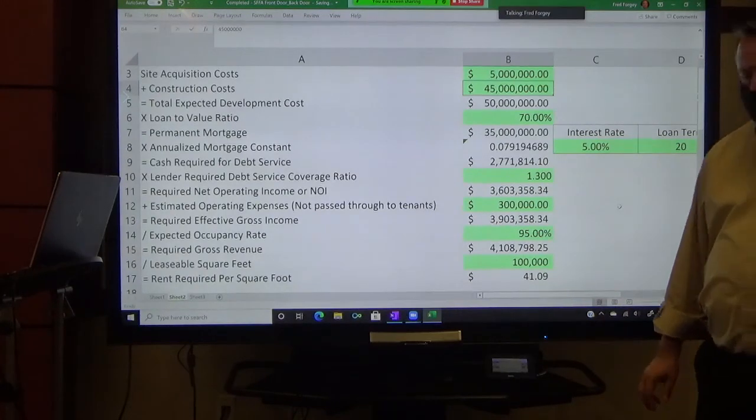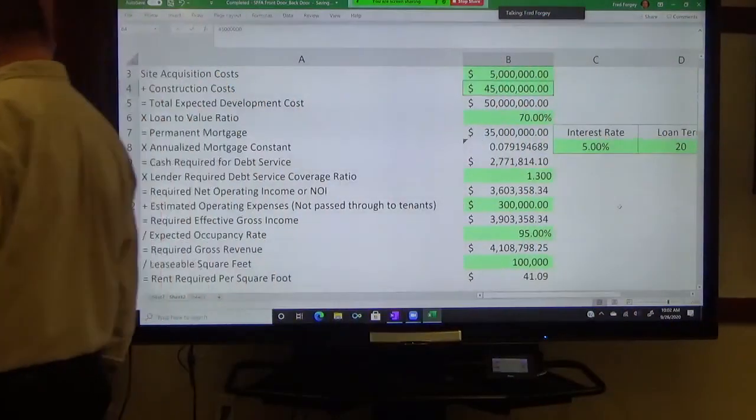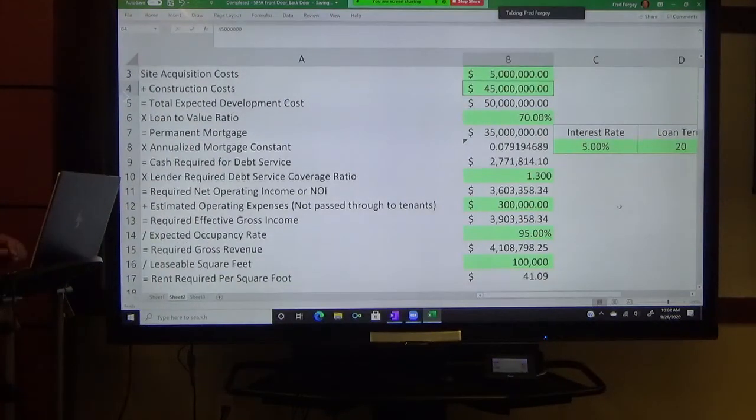Okay? Now, the assumptions that we started with were 7.5 million, and I believe 50 million, and an interest rate of 6%. Okay, so now your numbers should match if you've been writing them down.